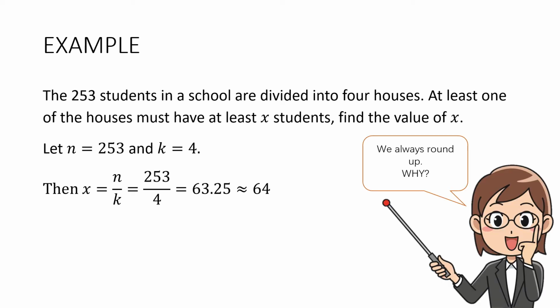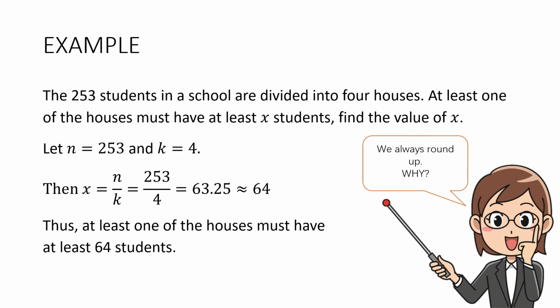Now, we always round up. Let's have a think about why. Suppose we take our 253 students and we divide them evenly across the 4 houses so that there's 63 in each house. There's going to be one student left over, and that student is going to have to go into one of the houses. So we're going to round up to 64. Thus, at least one of the houses must have at least 64 students.